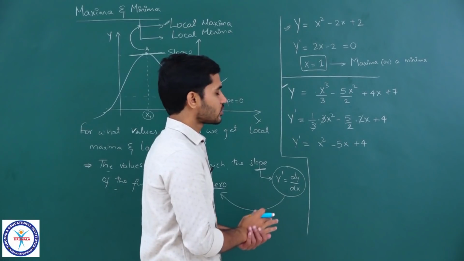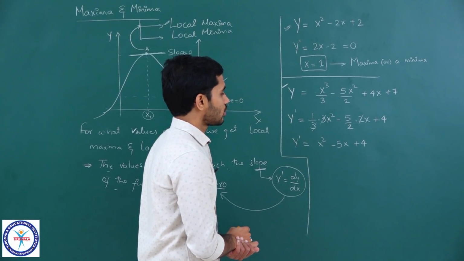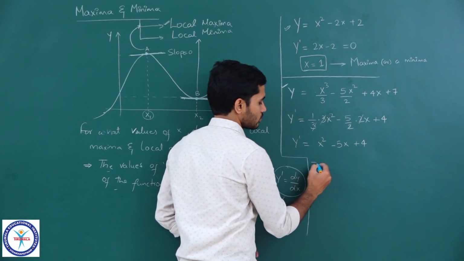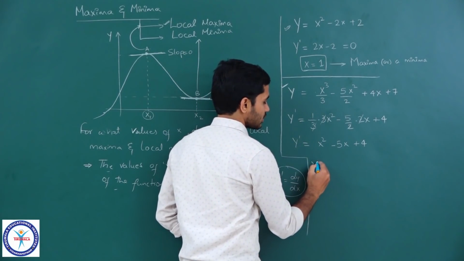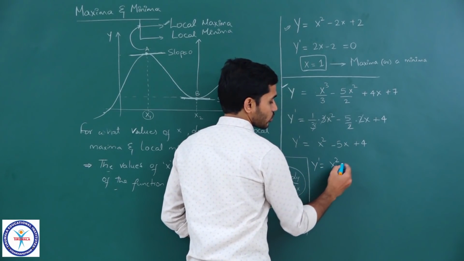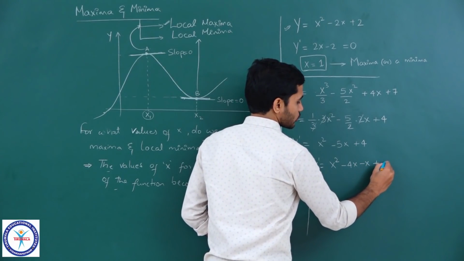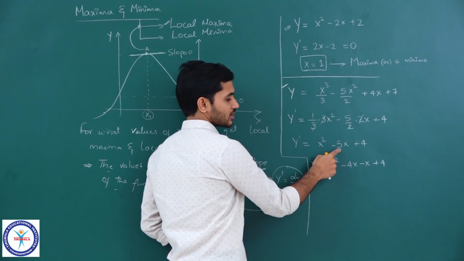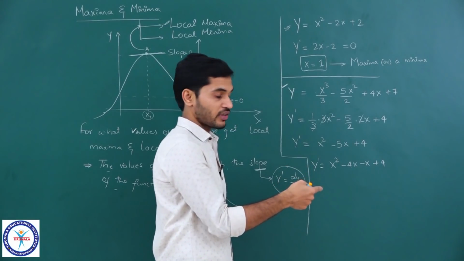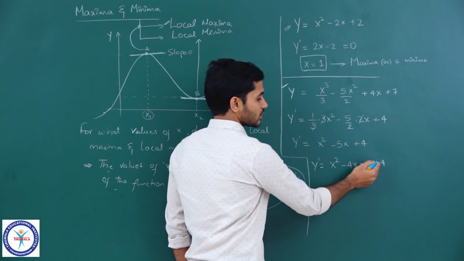Okay, it is difficult to simplify this. So, can we? Yes, we can. We can easily simplify this. I will be getting y dash is equal to, I can write this as x square minus 4x minus x plus 4, right. I have written this minus 5x as minus 4x minus x. I can do that, plus 4.